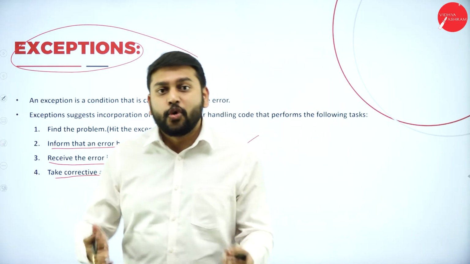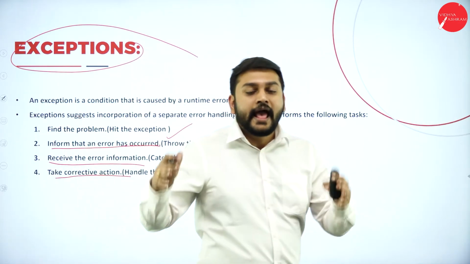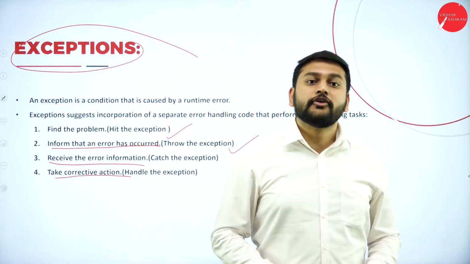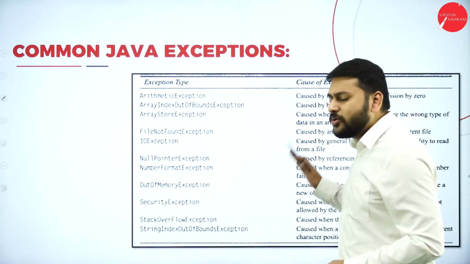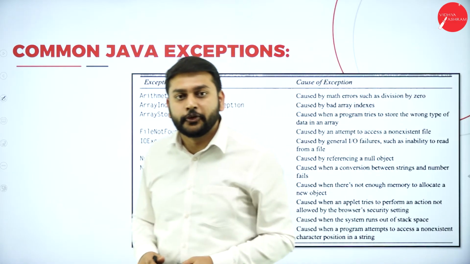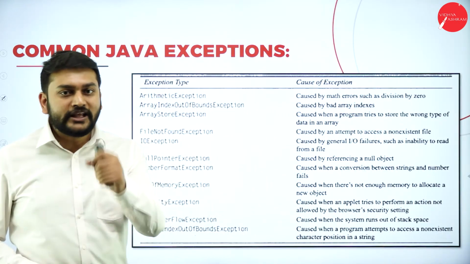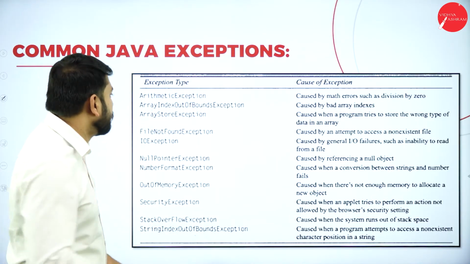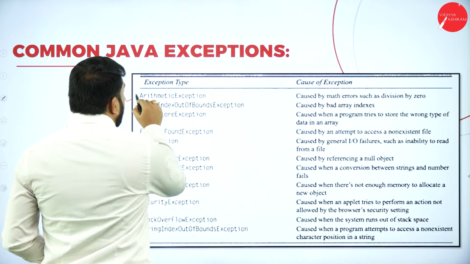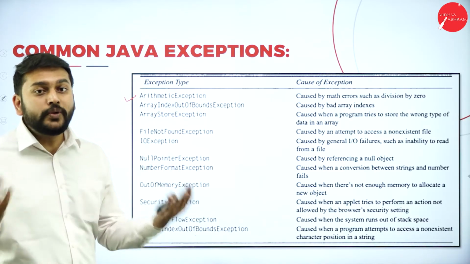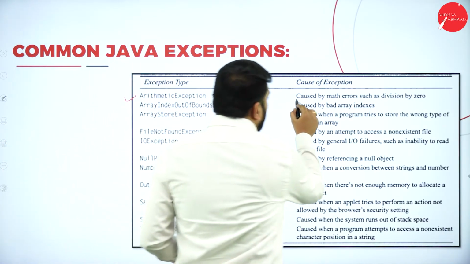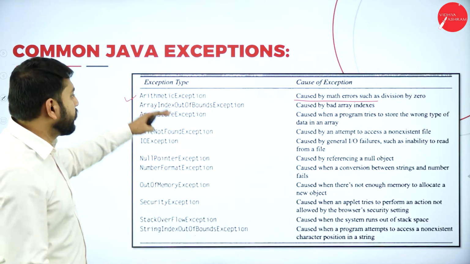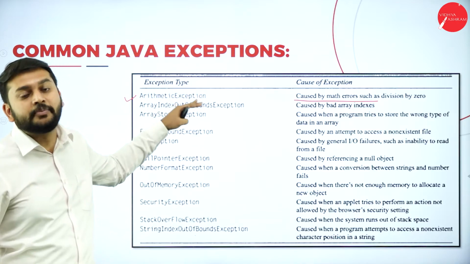So fine, what are the important exceptions that I have? From the exam point of view, these are going to be very, very important questions from this chapter. So please make a note of the exceptions that we have. The first exception is the arithmetic exception. Why do we have this exception? It is caused by math errors such as divide by 0. So this is one of the exception types that we have.